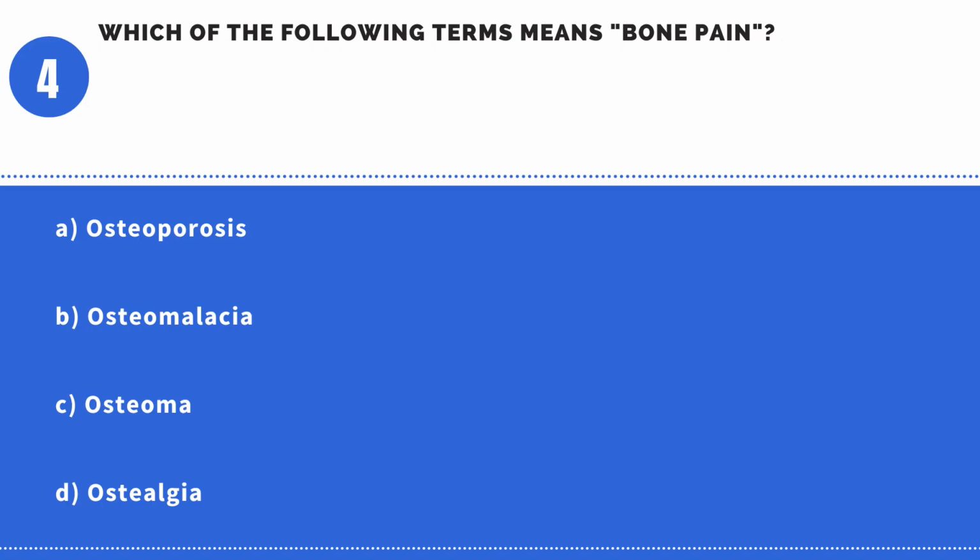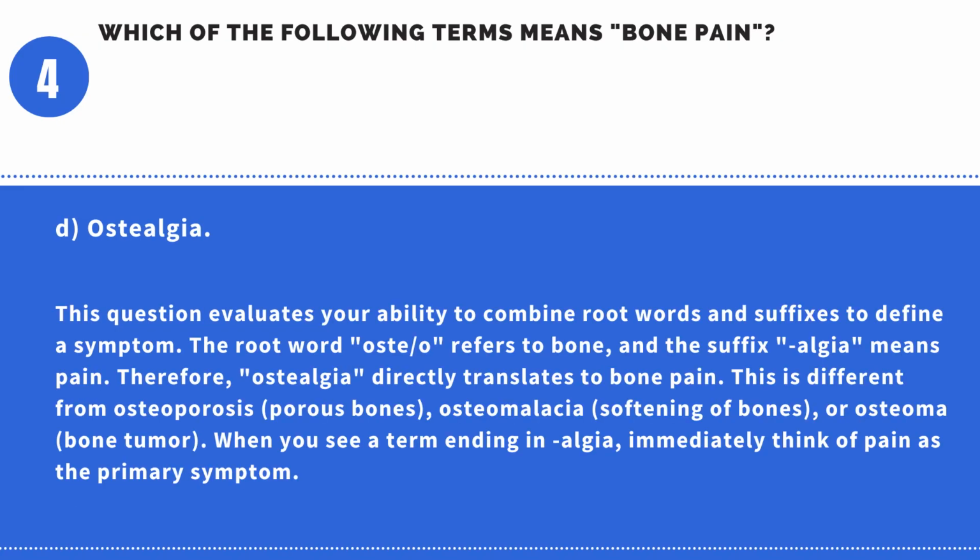Question 4. Which of the following terms means bone pain? A. Osteoporosis. B. Osteomalacia. C. Osteoma. D. Ostealgia. Answer: D. Ostealgia. This question evaluates your ability to combine root words and suffixes to define a symptom.